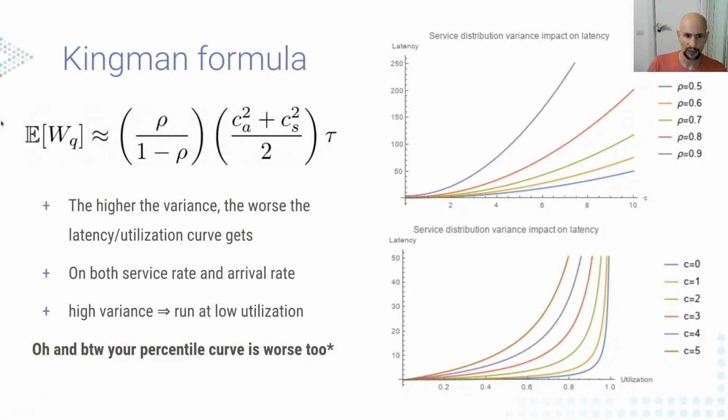This is the Kingman formula. I'm not going to dive into the formula. What's important here is just to see that the wait time, the latency, is proportional to the coefficient of variation squared. So it's again rising in a non-linear fashion.